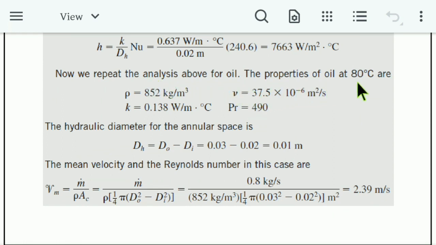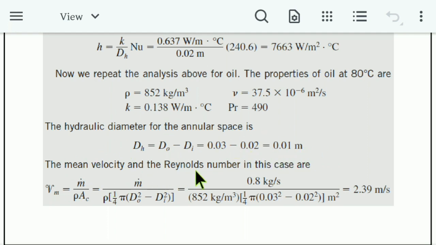The properties of oil at 80 degrees Celsius are: rho is equal to 852 kg per meter cube, V is equal to 37.5 into 10 to the power minus 6 meter squared per second, K is equal to 0.138 watt per meter degree Celsius, and Prandtl number is 490. So from this data, the hydraulic diameter for the annular space is dH is equal to d outer minus d inner, that means 0.03 minus 0.02 is equal to 0.01 meter.